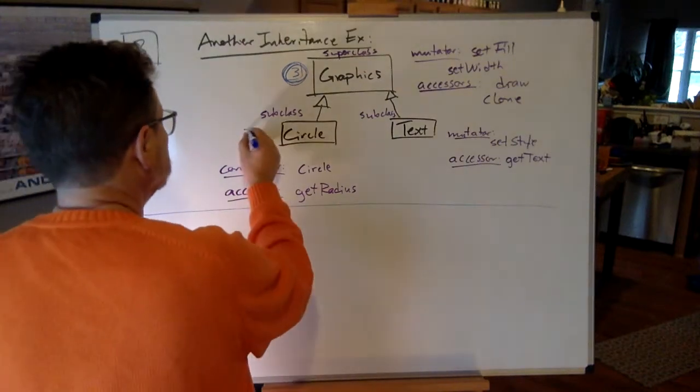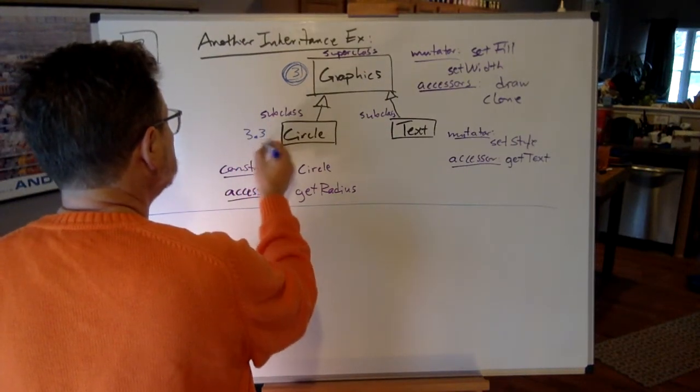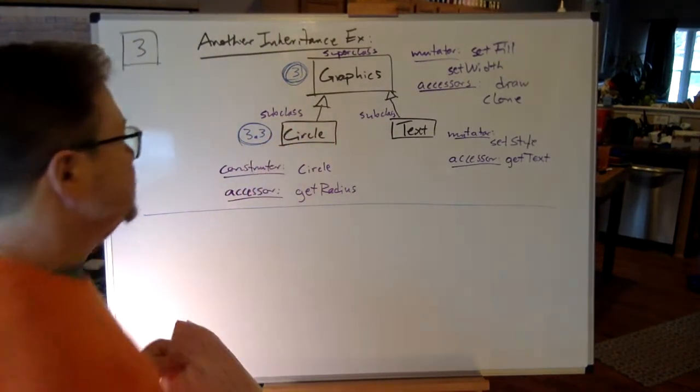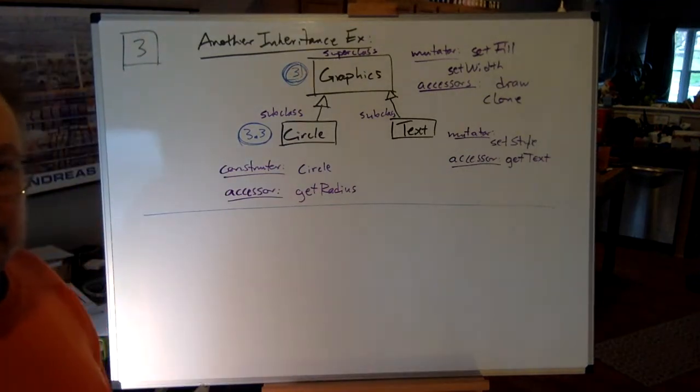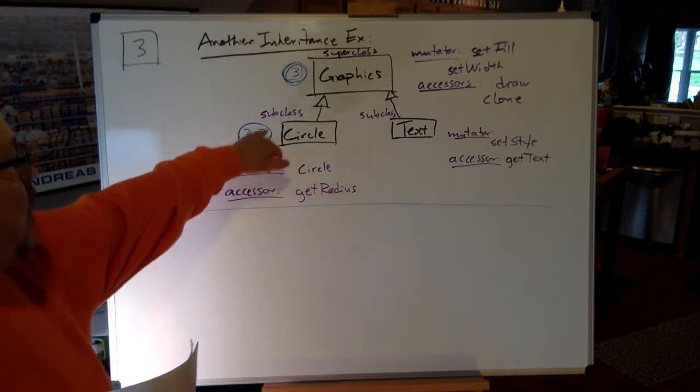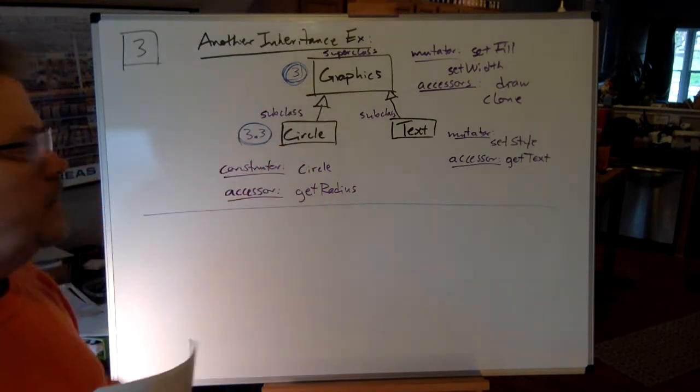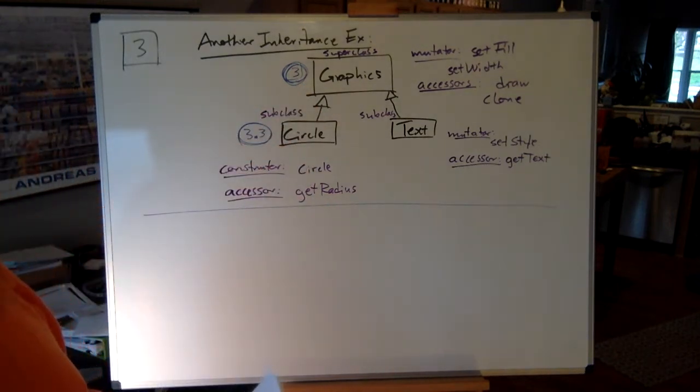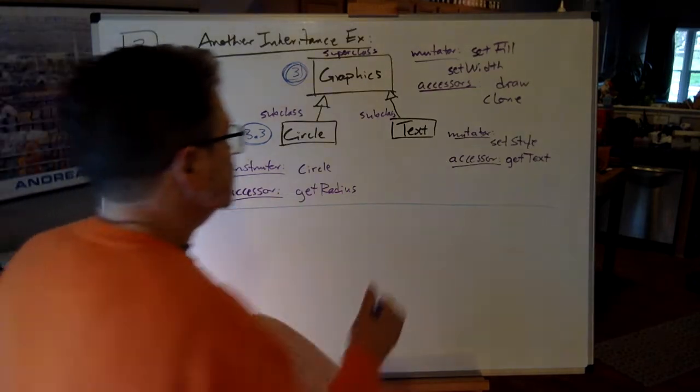Well, the circle is actually 3.3. Look what they did there. They even almost inherited their section and subsection titles based on the inheritance. A circle is an object type 3.3, which means that it's the graphics object, and then within that, it's type number 3 of the graphics object. Text is 3.7.